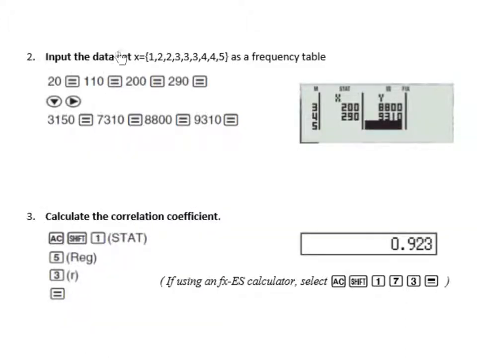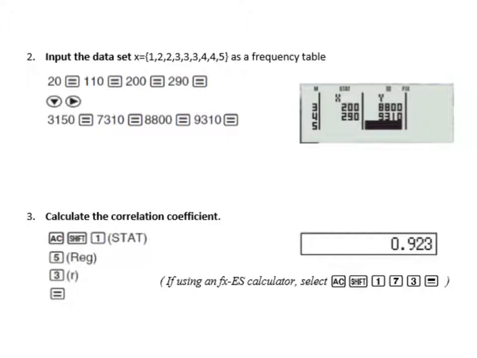Step 2. Input the data set as a frequency table. So we'll press 20, then equals, then 110, then equals, then 200, then equals, then 290 and equals. So these are the x values and they will show up underneath the x in the x column. Then we press the arrows to get over to the y column. Then we input the y values and press equals after each one, and they should show up on the y column.